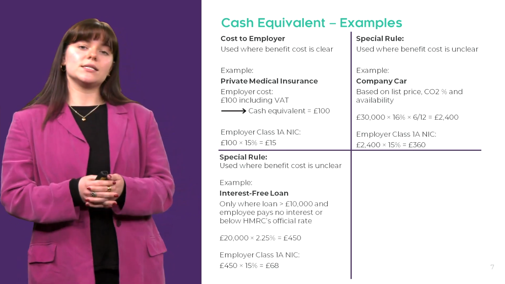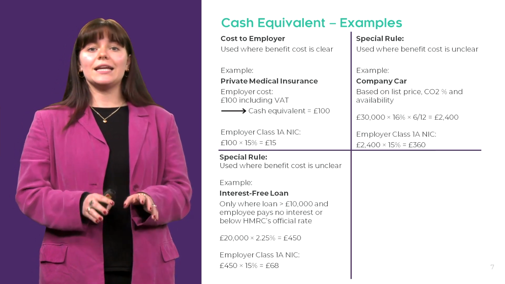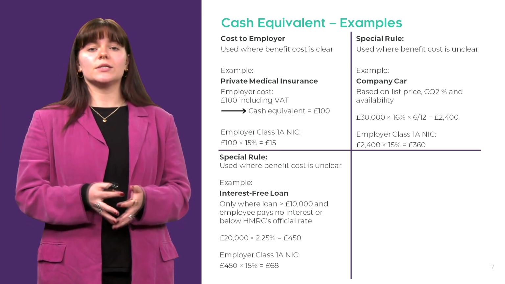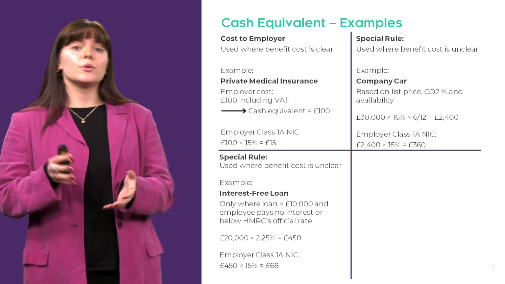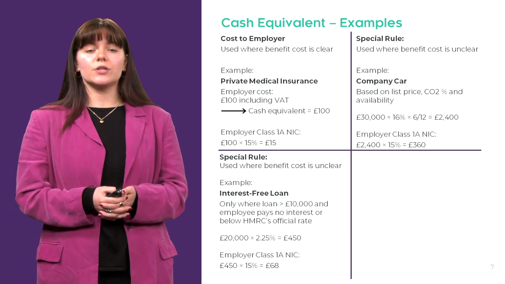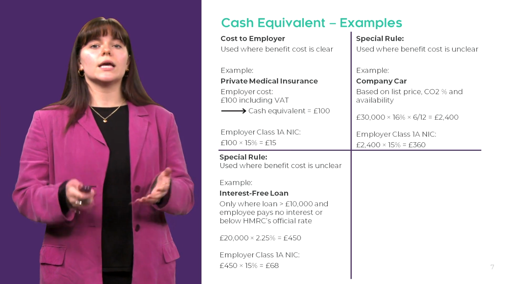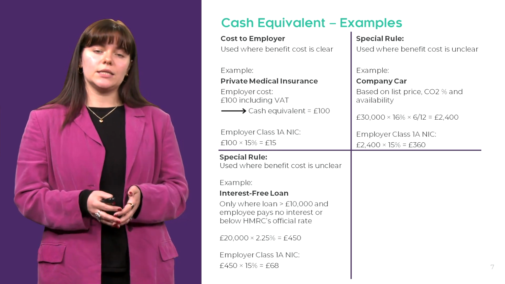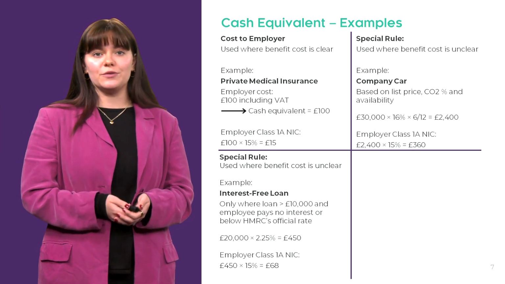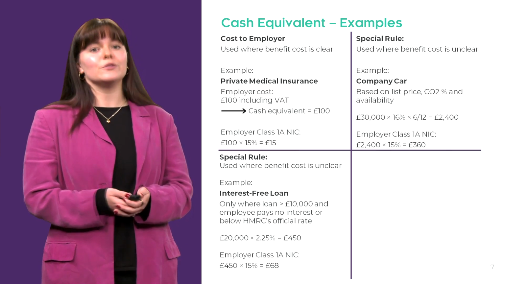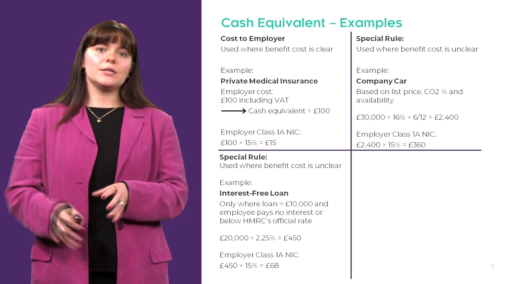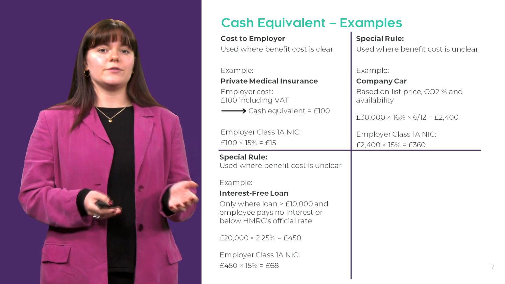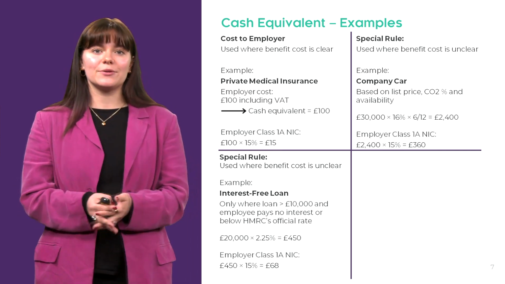A benefit in kind only arises here if the loan exceeds £10,000 at any point during the tax year, and the employee either pays no interest or pays interest below HMRC's official rate. Let's say an employee receives a £20,000 interest-free loan from their employer and it's outstanding for the whole tax year. The official rate of interest is currently 2.25%, so the benefit is calculated by multiplying £20,000 by 2.25%, which gives us a cash equivalent of £450. Additionally, the employer would also have to pay 15% on this cash equivalent of the benefit, so this would be £450 times 15% to get £68.